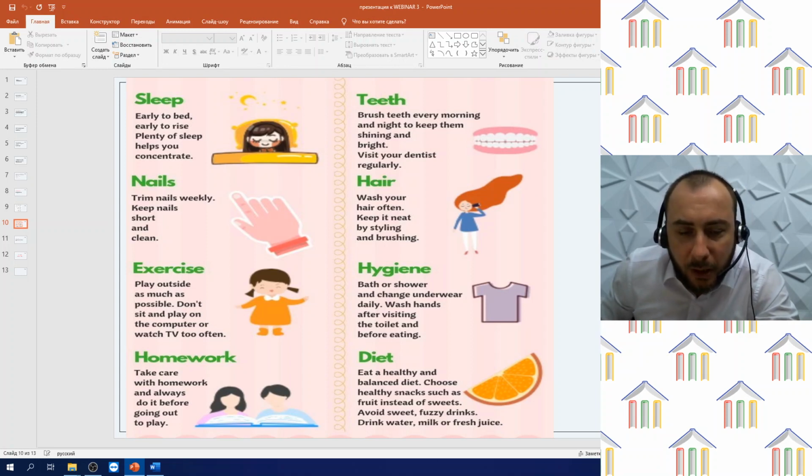Diet. Eat a healthy and balanced diet. Choose healthy snacks such as fruit instead of sweets. Avoid sweets and fizzy drinks; drink water, milk or fresh juice.